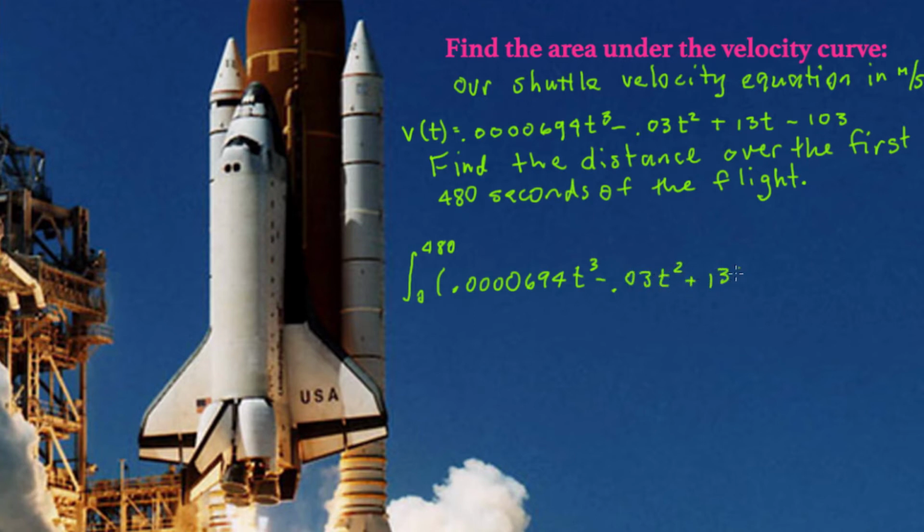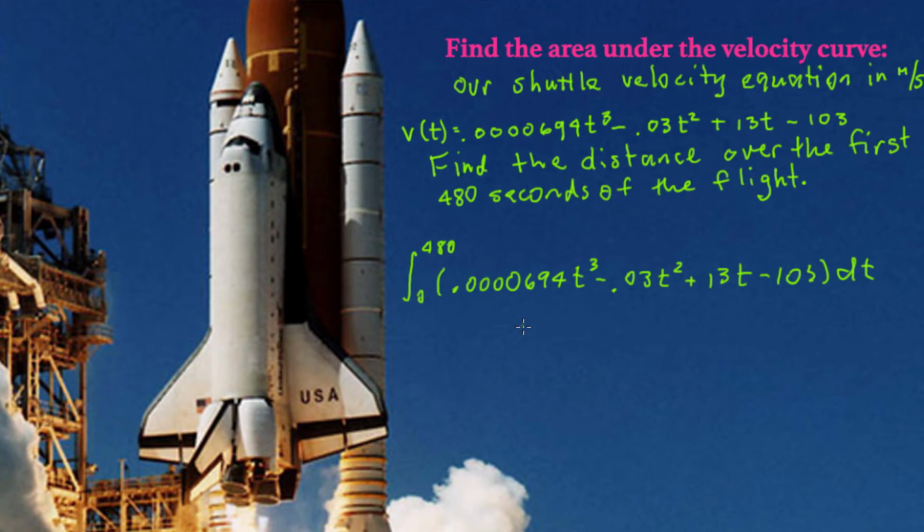So here we've got this equation, and what we want to do is find the area under this curve. This is our velocity equation. And if we integrate velocity, we get position. So this will tell us where we're at in position relative to time. It will also tell us how far we've gone from 0 to 480 seconds.